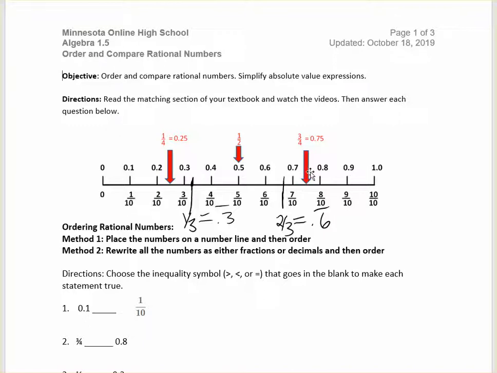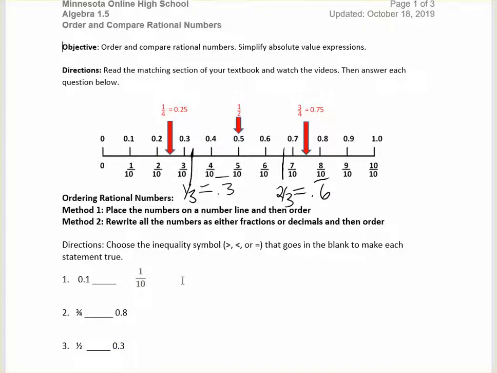Remember, rational numbers can all be written as fractions, but we could also write them all as decimals, so whichever one you prefer, really. You are going to look at these numbers. Some of them are decimals, some of them are fractions, and you're going to decide whether a greater than sign, a less than sign, or an equal sign goes into the blank.